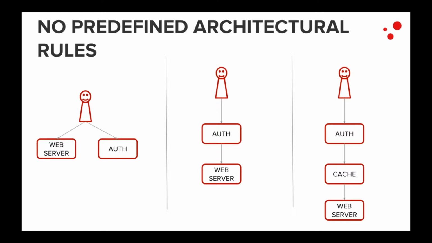So when it comes to authentication and authorization, there are really no predefined architectural rules. It's really one of those topics where you can't just come up with a step-by-step tutorial and say don't worry, everything is just going to be fine. Authentication and authorization really need to be shaped based on your needs. There are 3 different examples of how authentication can be done.